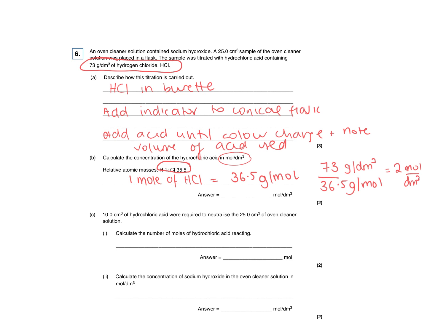Okay. Now, 10 centimetre cubed of hydrochloric acid was used to neutralise the 25 centimetre cubed of oven cleaner solution. Calculate the number of moles of hydrochloric acid reacting. So first of all, we have 2 moles per dm cubed as the concentration, multiply it by the volume to give us the number of moles. The volume was 10 centimetres cubed, so that's 10 over 1,000 because it needs to be in dm cubed. And this is going to give us an answer of 0.02 moles.